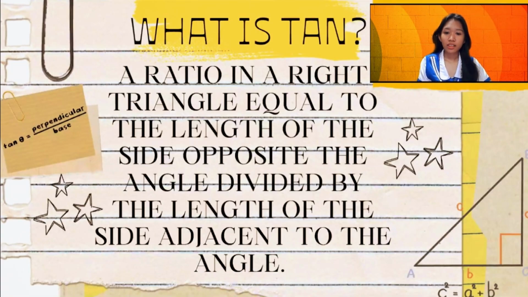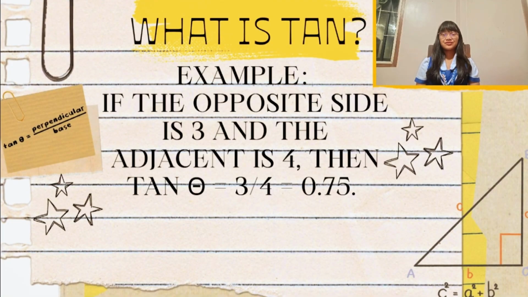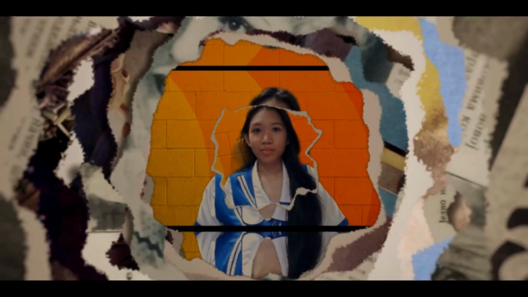Now for tangent, written as tan theta. It's opposite divided by adjacent. For example, if the opposite side is 3 and the adjacent is 4, then tan theta equals 3 over 4 equals 0.75. Tangent shows how steep something is, reminding us that even when life feels steep or hard, we can rely on balance and faith to keep going.